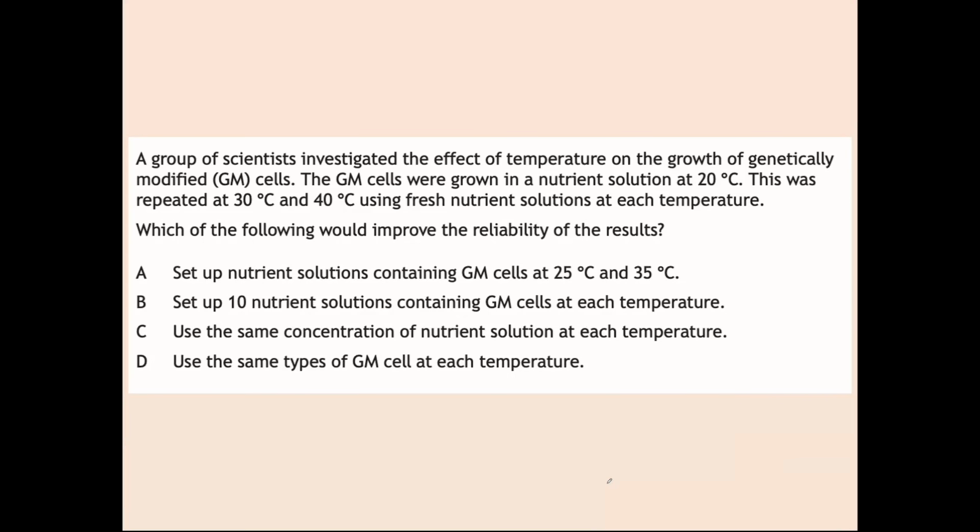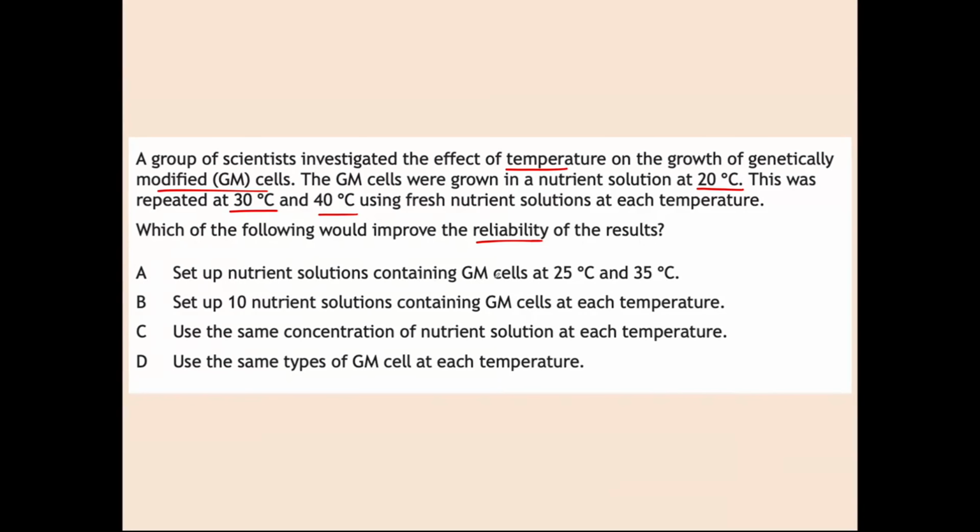Here's another one for reliability. A group of scientists investigated the effect, this time of temperature, on the growth of genetically modified cells. The GM cells were grown in a nutrient solution at 20 degrees. This was repeated at 30 and 40, so we're changing the temperature here, using fresh nutrient solutions at each temperature. Which of the following would improve the reliability of the results? As soon as you see reliability, you should be thinking in your head, repeat.